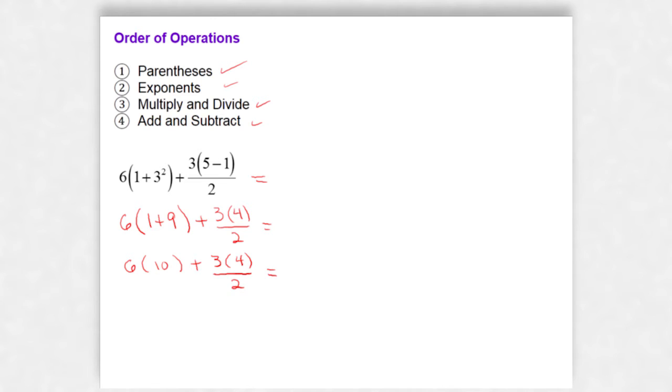And now I'm left with just the choice of multiplying and dividing or adding and subtracting. I know which would come first. Multiply and divide, and we move from left to right. 6 times 10 is? That is 60. Right. And then I'm going to move from left to right, so I'd do 3 times 4, which is? Which is 12. And 12 divided by 2 is? Is 6. And finally, the last thing I do is add, and I end up with? You end up with 66.